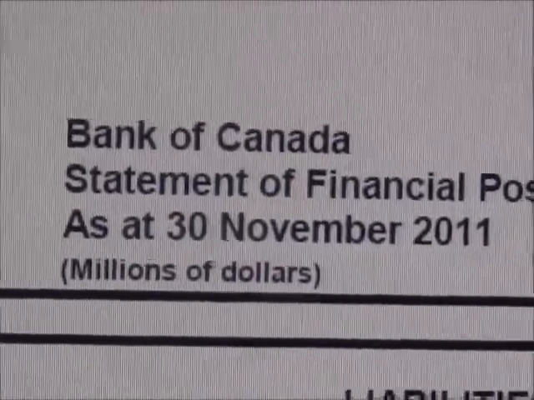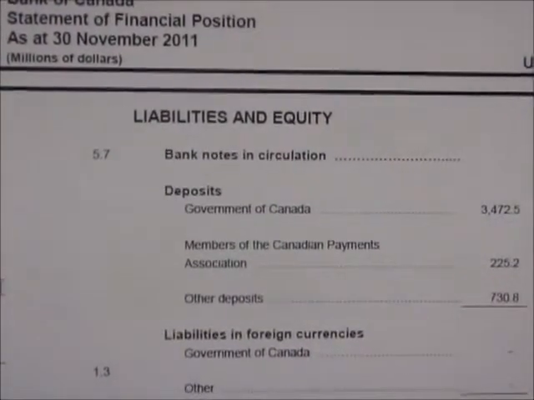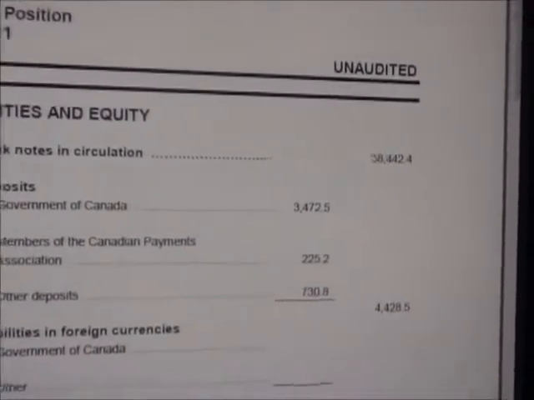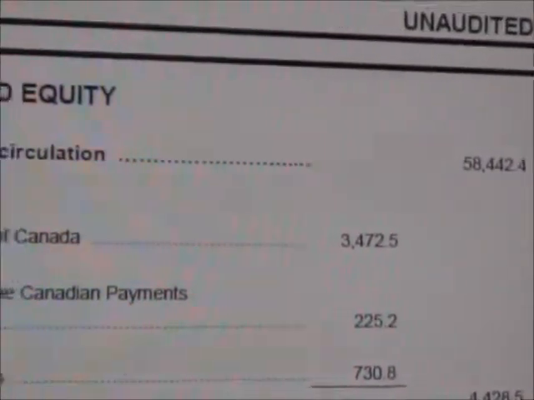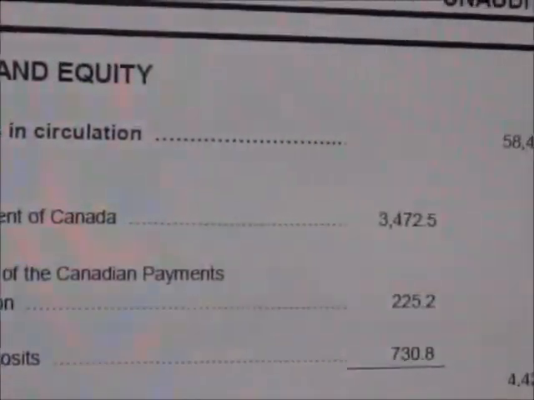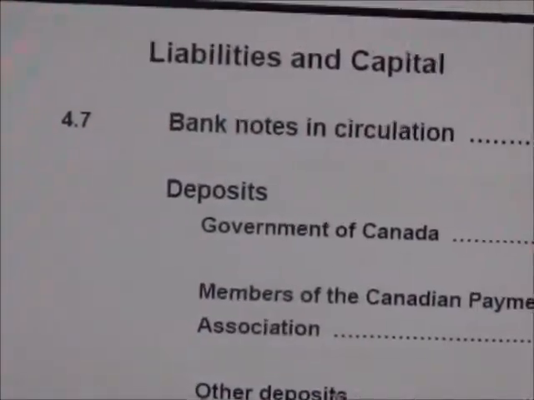Bank of Canada Statement of Financial Position as of November 30th, 2011. Now we scroll down to liabilities and equities. Now look where it says bank notes in circulation. 58,422. You see the number there? 58,422. Now that has to be multiplied, you see, by millions of dollars. So bank notes, that means the notes that you carry in your wallet, that represents the Queen. They say that there's 58,422 times a million.